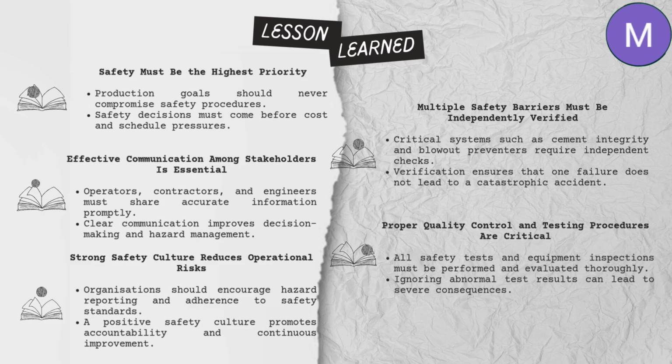Third, effective communication among stakeholders is essential. Poor communication between the operator, contractor, and engineer led to misunderstanding and poor decision making. Fourth, proper quality control and testing procedures are critical. Warning signs and abnormal test results were not adequately addressed, which increased the likelihood of failure. Finally, a strong safety culture reduces operational risk. Organizations must encourage accountability, compliance with safety procedures, and proactive risk management.